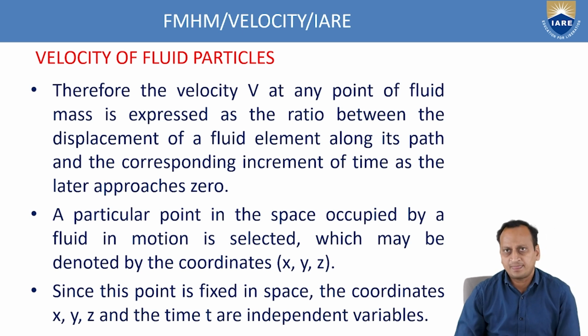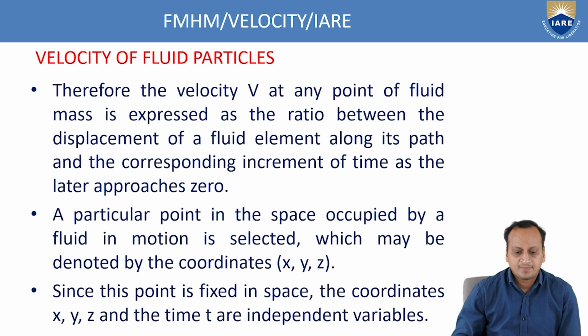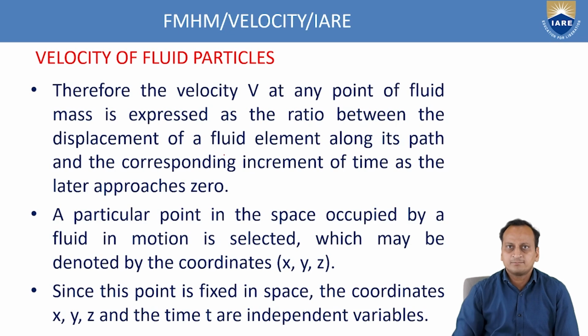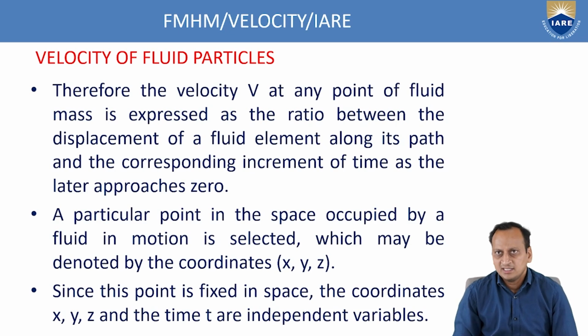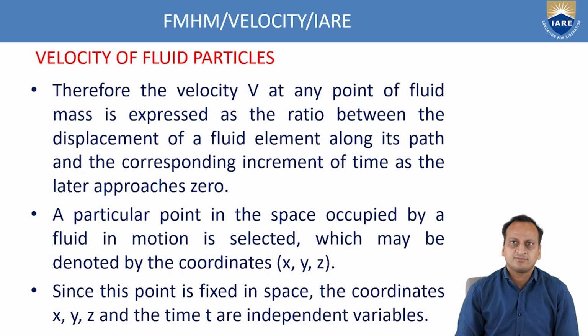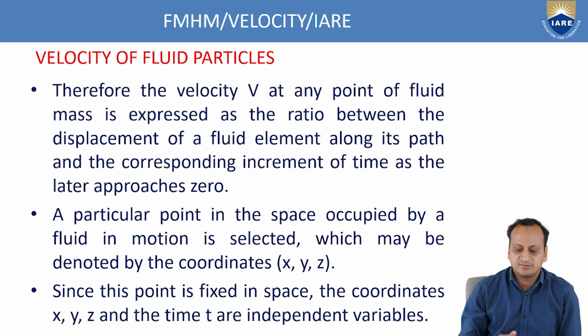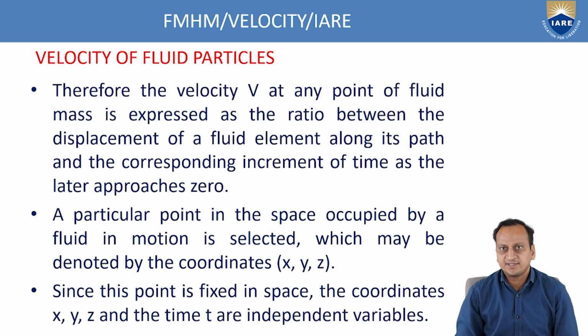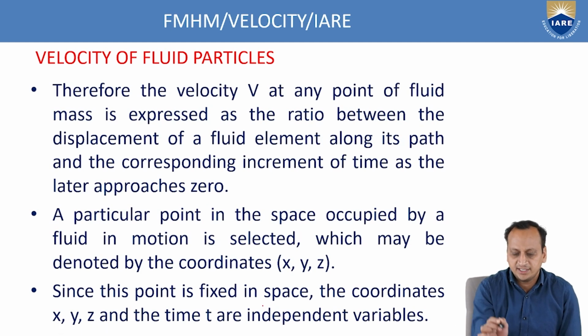How do we calculate the instantaneous velocity, and also the average velocity? The velocity v at any point of a fluid mass is expressed as the ratio between the displacement of a fluid element along its path and the corresponding increment of time as the latter approaches zero. A particular point in the space occupied by a fluid in motion is selected, which may be denoted by coordinates x, y, z, as we have seen in the previous diagram. Since this point is fixed in space, the coordinates x, y, z, and t are independent variables.